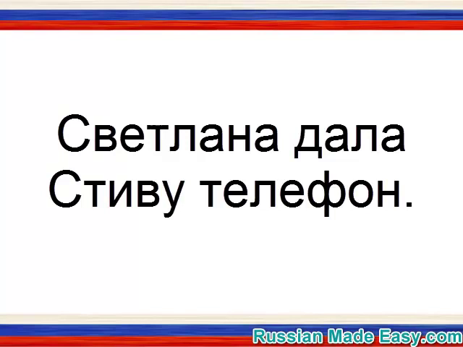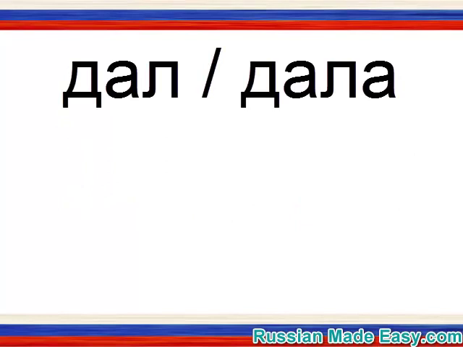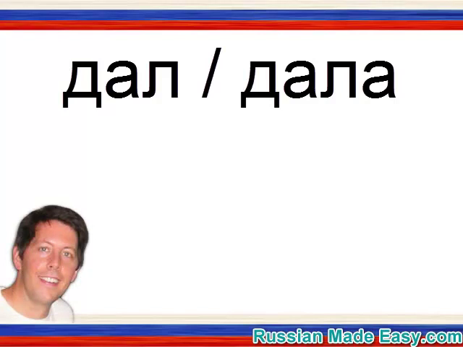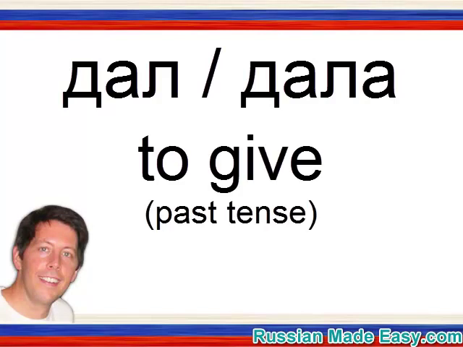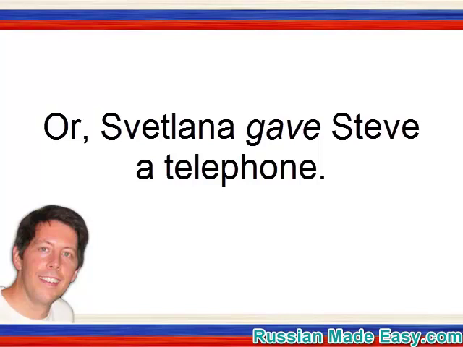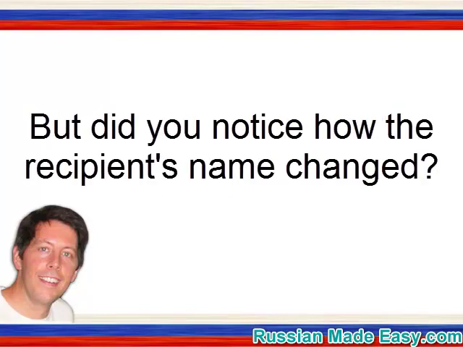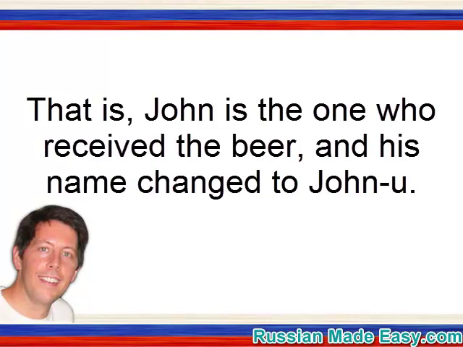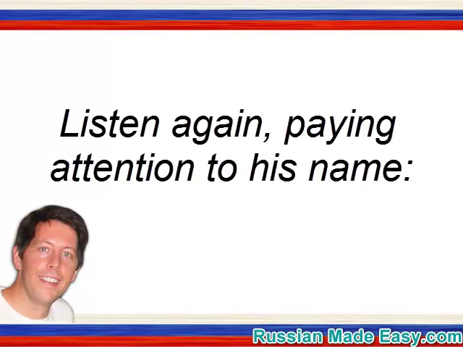So the Russian words дал and дала are two past tense forms of the verb to give, as in Vadim gave John a beer, or Svetlana gave Steve a telephone. But did you notice how the recipient's name changed? That is, John is the one who received the beer, and his name changed to Джону. Listen again, paying attention to his name.